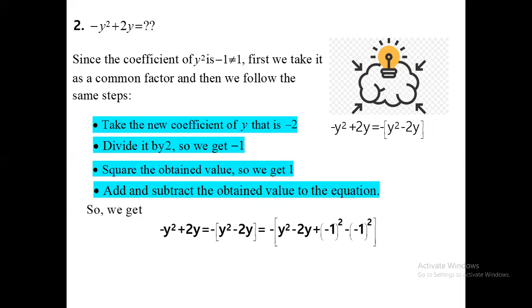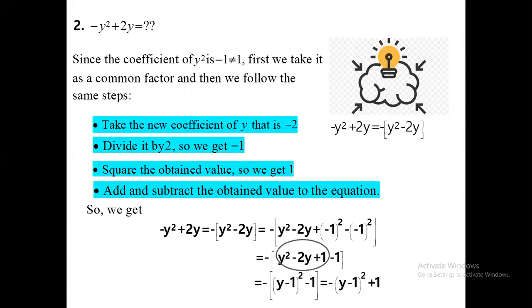So we get -y² + 2y equals -(y² - 2y), which is equal to -(y² - 2y + 1 - 1). We add this value and we subtract this value. As you can see, simplifying this, this part will be the perfect square. And in this way, we have completed the square.